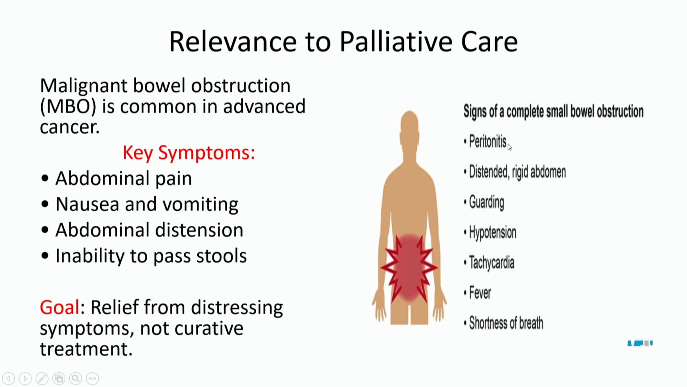These are the signs of complete small bowel obstruction. There can be peritonitis, meaning there can be leakage in the intestine and the food material can leak into the peritoneum, which is very dangerous and very toxic. It should not be there. Distended, rigid abdomen. Abdomen is so hard and full of gas, very difficult to tolerate. Guarding, hypotension, tachycardia, fever, and shortness of breath. These are the signs of complete small bowel obstruction. And this is the sign of cancer, tumor related obstruction.